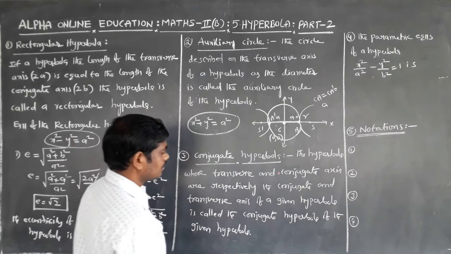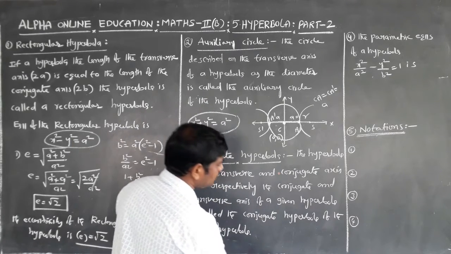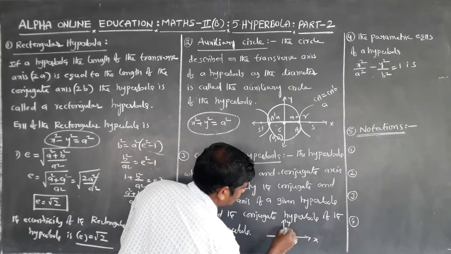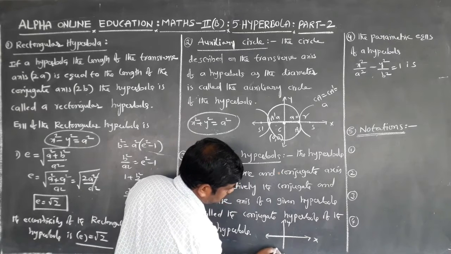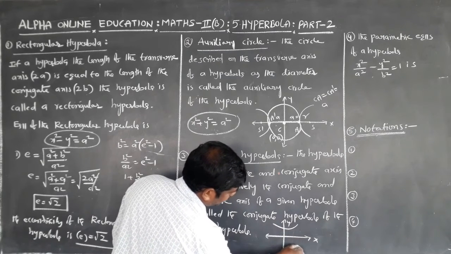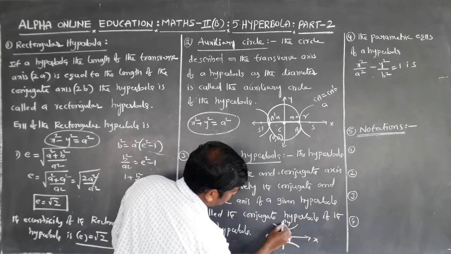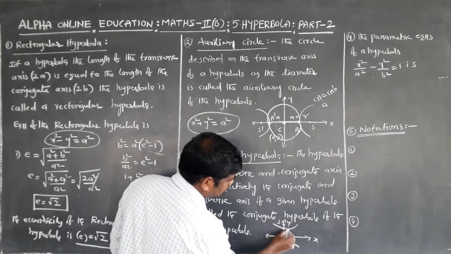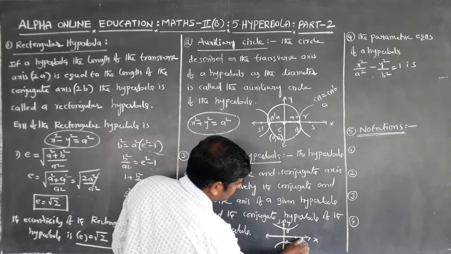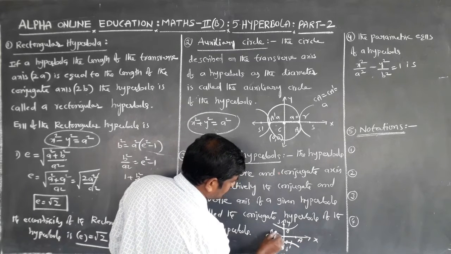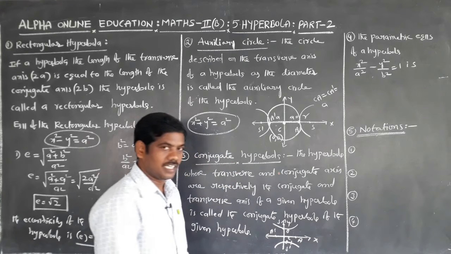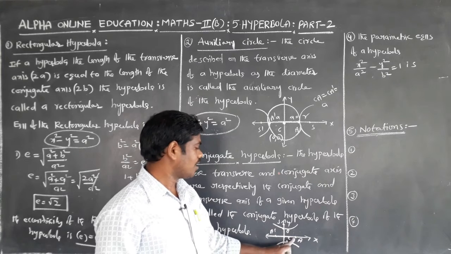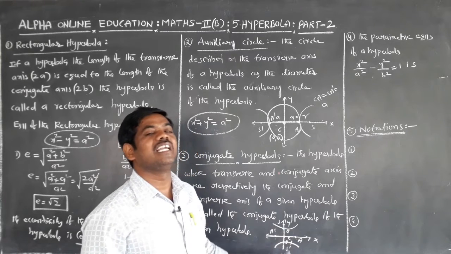Here the diagram is: this is the x-axis, this is the y-axis, this is the focus S, this is the focus S dash, this is the B, this is the B dash, this is the A, this is the A dash, this is the center. Here the transverse axis is BB dash, the conjugate axis is AA dash.